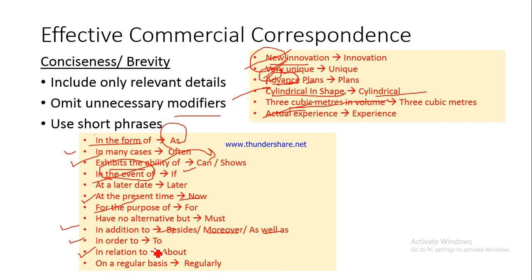In relation to, you can make use of about. He goes there on a regular basis. He goes there regularly. So this is how you can reduce the length of your commercial correspondence.